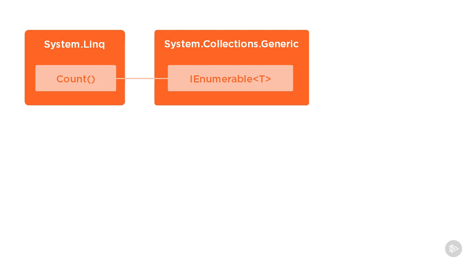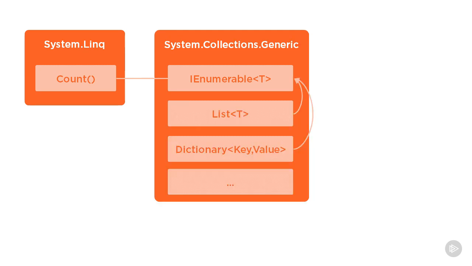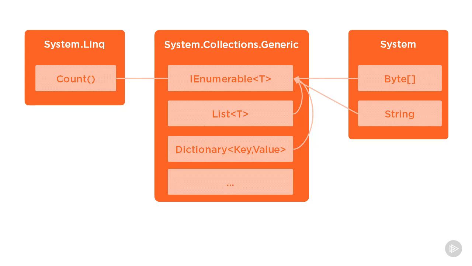But Count isn't part of the interface, it's an extension method. That means the logic for the Count method is defined separately from the IEnumerable<T> interface and any classes which implement it, but it can be used with all those classes. List<T>, Dictionary<TKey, TValue>, typed arrays, and even strings are all examples of IEnumerable<T> where you can use the Count method, but they don't have a common class hierarchy.